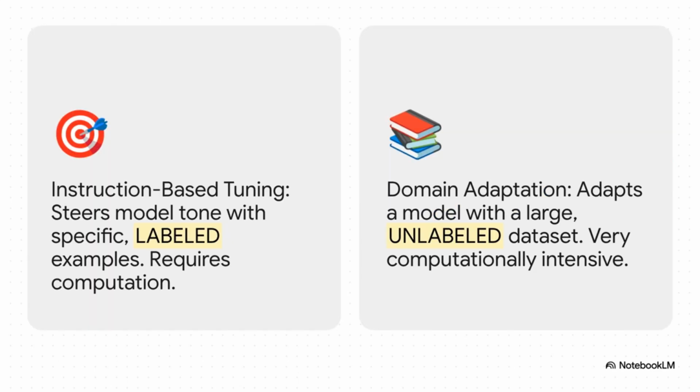So when we talk about fine-tuning, it is vital to know that there are two very different approaches, and each one has its own cost. Instruction-based tuning is all about steering a model's tone and style using a pretty small set of labeled examples. Domain adaptation, though, that's a much, much heavier lift. You're basically retraining the model on a massive, unlabeled dataset to teach it a whole new specialty. And that, as you can imagine, is incredibly computationally intensive, and so it's way more expensive.